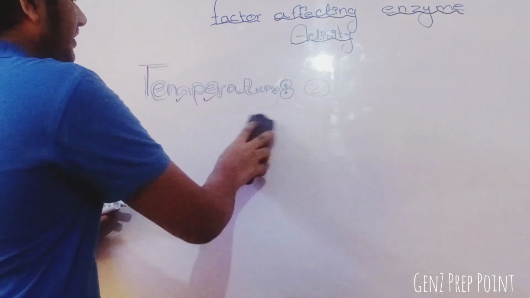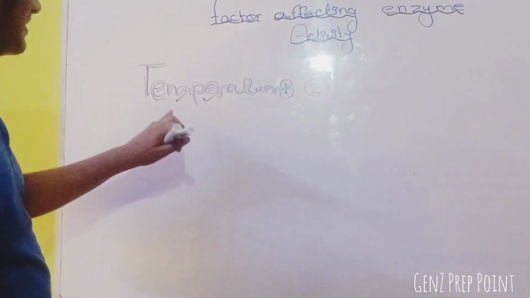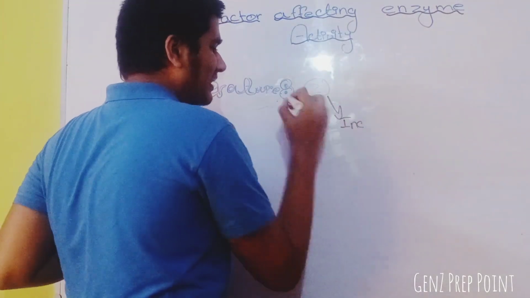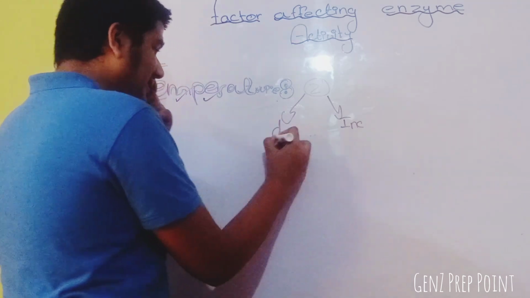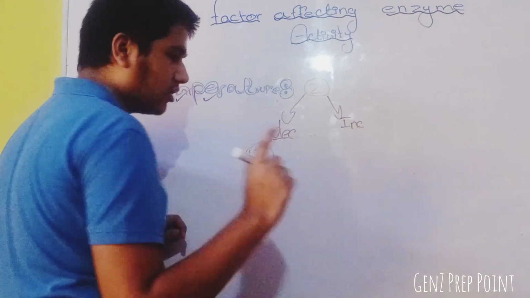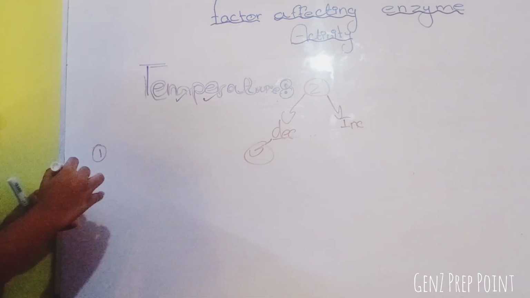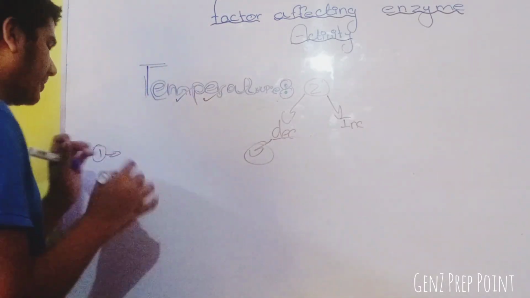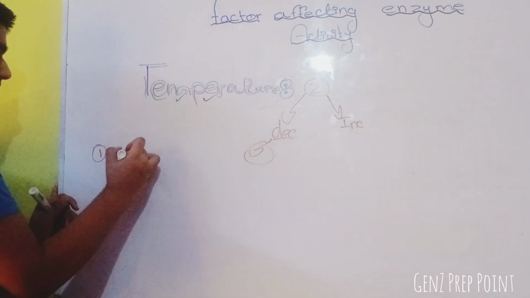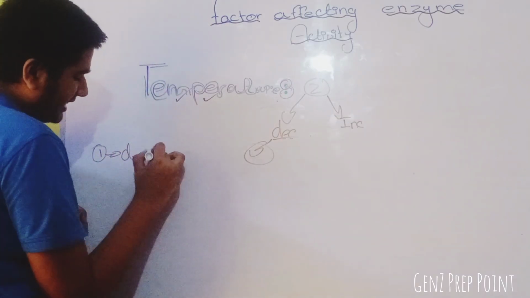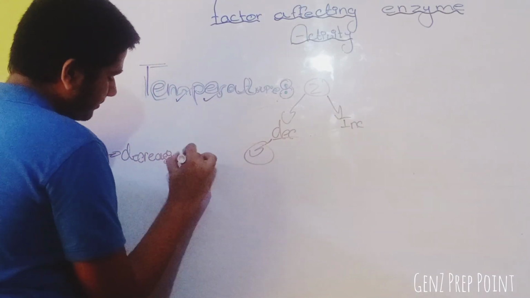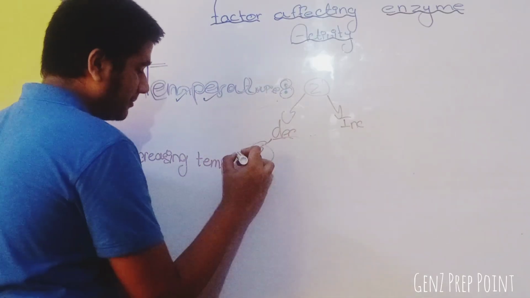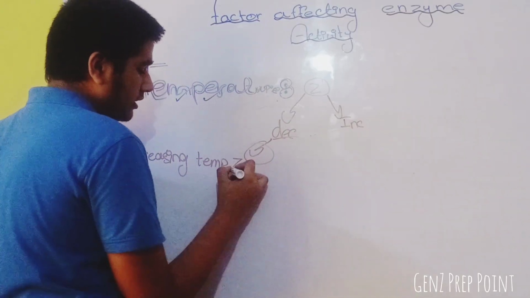I told you there are two consequences of either increasing or decreasing. One was increasing the temperature. The second one is decreasing. Decreasing has only one consequence, and that consequence is also deteriorating, or degrading, sorry. So what is the effect of decreasing? First we write the heading: decreasing temperature from the optimum range.